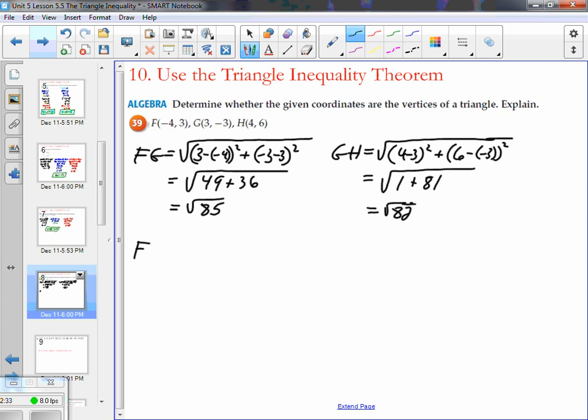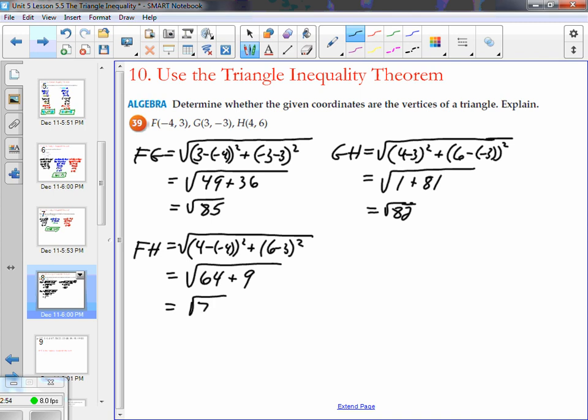And then last, the length of FH equals the square root of 4 minus negative 4 quantity squared plus 6 minus 3 quantity squared. All right, 4 plus 4 is 8. 8 squared is 64. 6 minus 3 is 3. 3 squared is 9. That's the square root of 73. Now, use your calculator to see if the inequalities work out. Because right now, we don't have to be able to simplify radicals.